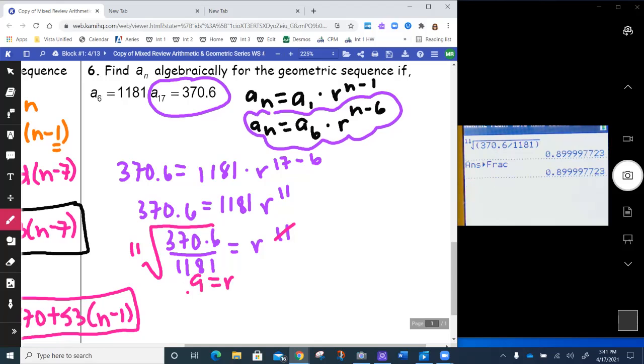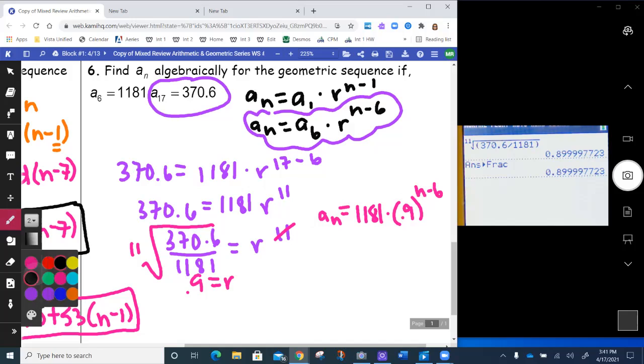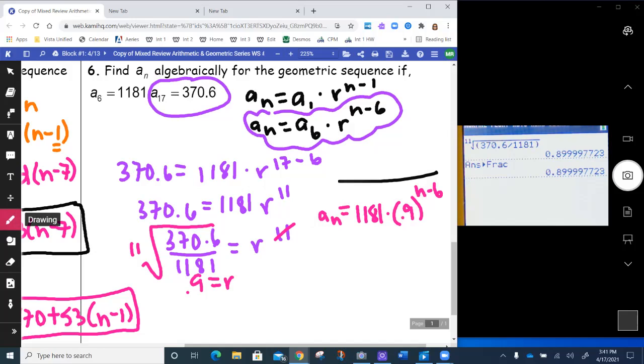Okay. So if I want to do what I did in the last problem, I could write my a sub n equation, starting with my sixth term, which is 1181, times r to the n, and my r, sorry, we just found, which is 0.9, raised to the n minus 6, because I am using my sixth term. Okay? So that is an acceptable equation.